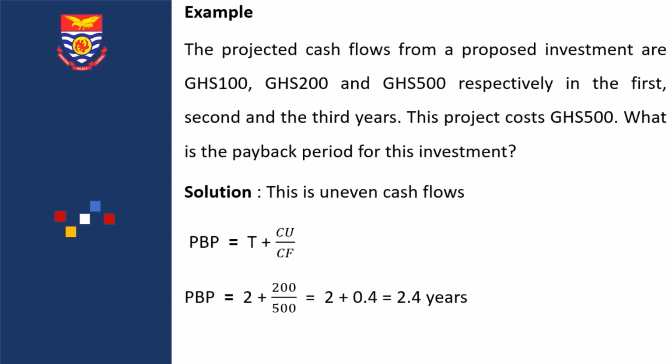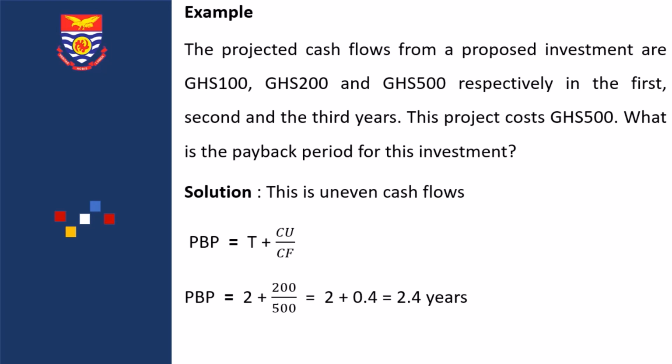The projected cash inflows from a proposed investment are 100 Ghana cedis, 200 Ghana cedis, and 500 Ghana cedis respectively in the first, second, and third years. So year 1 is 100, year 2 is 200, year 3 is 500. This project cost 500 Ghana cedis. So this is the initial investment, the amount that you invested in the project.